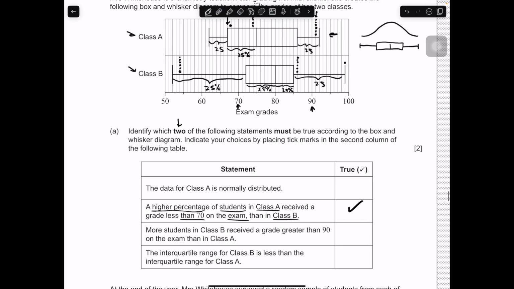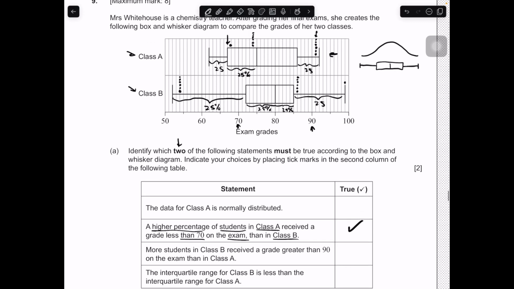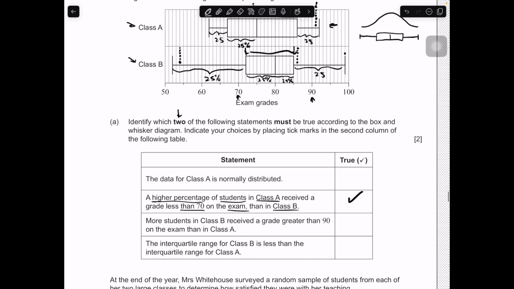The interquartile range for Class B is less than the interquartile range for Class A. Interquartile range is Q3 minus Q1, here's Q3, here's Q1. This is smaller than this. So the interquartile range for Class B is less than the interquartile range for Class A. All right. Not bad. There we go.